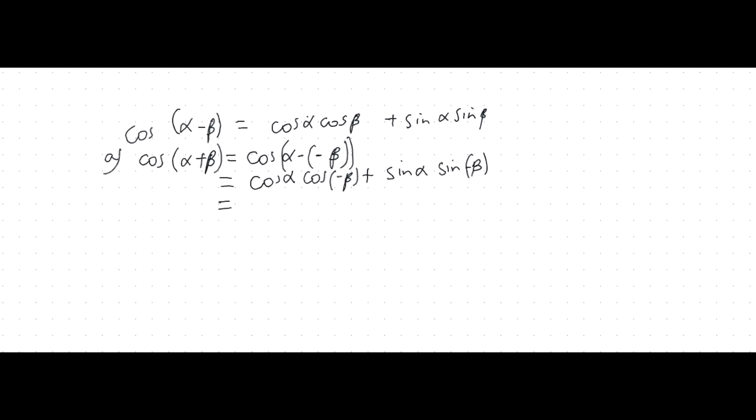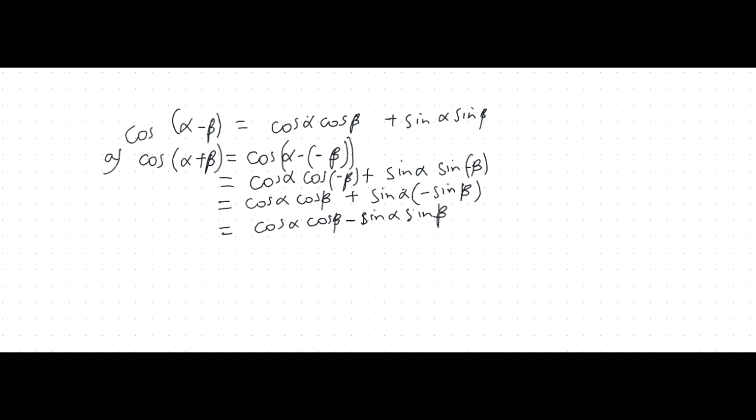So I'll have cos alpha cos beta. Then for sine, we have the plus sine alpha, then this one, sine of negative beta, I'll have negative sine beta, which is equal to, so now I am simplifying, cos alpha cos beta. Then I take this negative and multiply with this one, I'll have a minus sine alpha sine beta. So I have derived what I wanted.